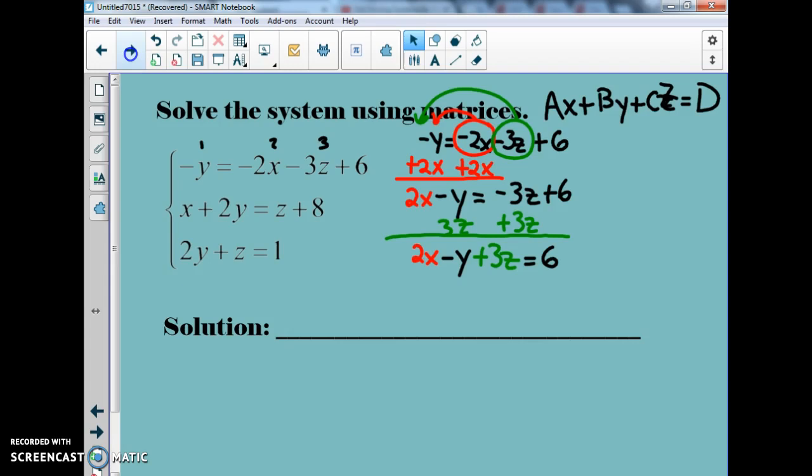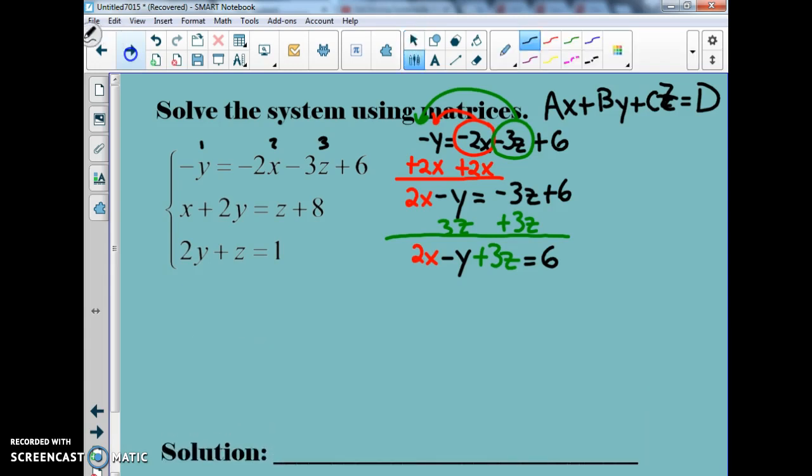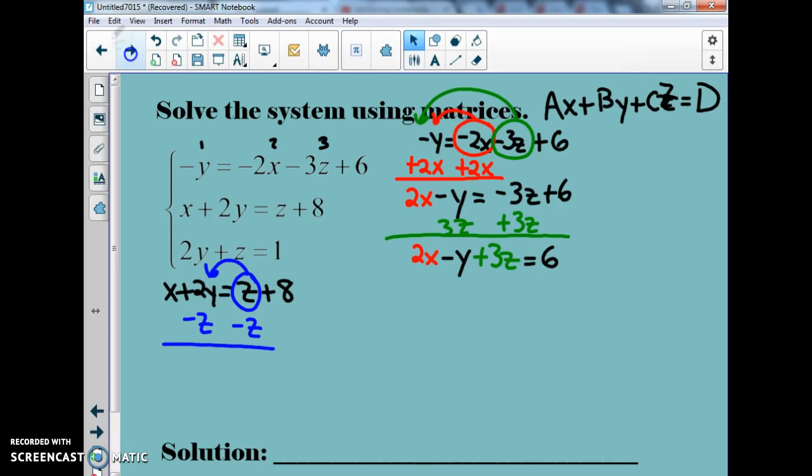I'm going to have to manipulate another equation. So my x plus 2y is equal to z plus 8. Again, the z on this side must be moved over to the left-hand side. To do that, I'm going to have to subtract z from both sides. When I do that, I get x plus 2y minus z is equal to 8. That would be my second equation in my matrix.